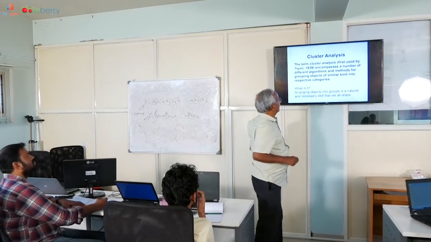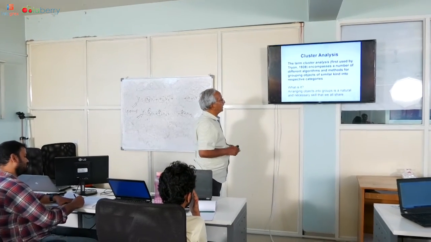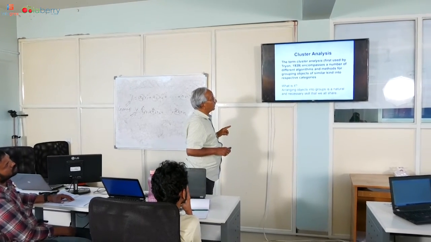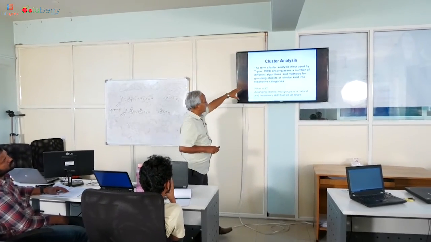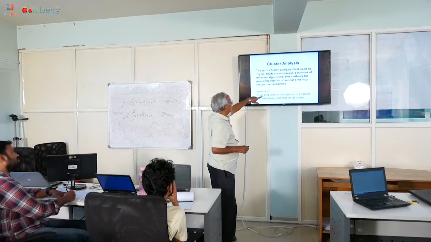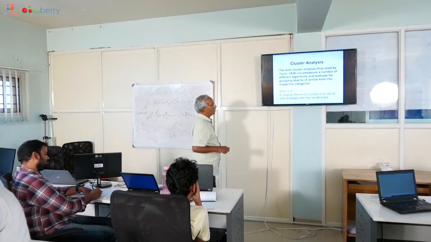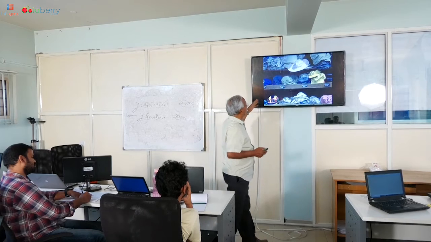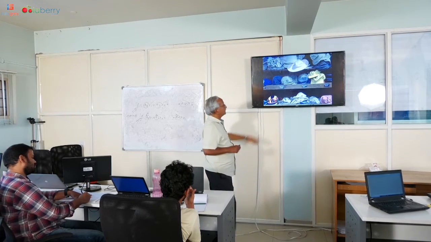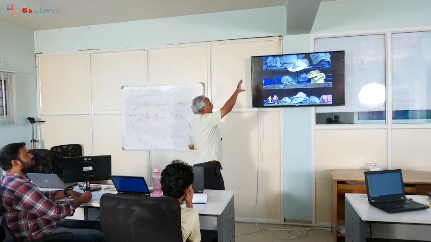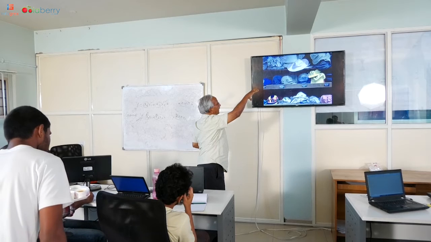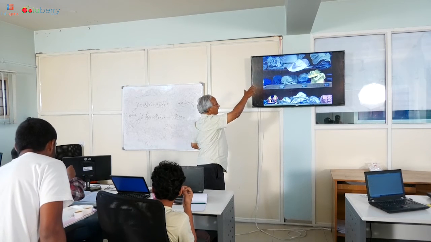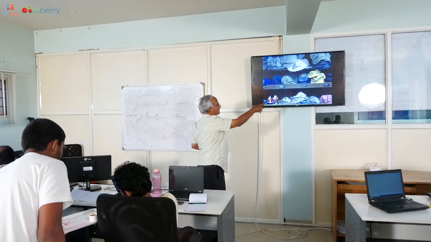This was first used by Tryon in 1939, and it encompasses a number of different algorithms and methods for grouping objects of similar kind into respective categories. Arranging objects into groups is a natural and necessary skill that we all share. For example, if you consider this, you can classify these hats as per the size of the caps and color of the caps, right? So they are designed as per that.